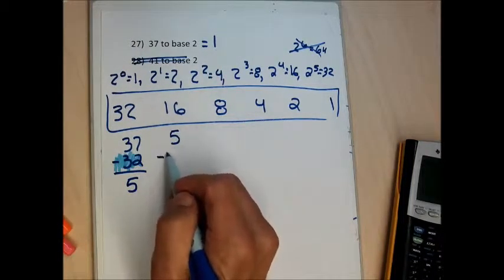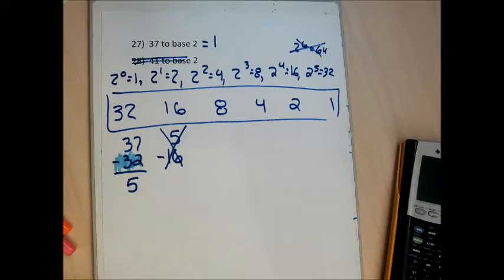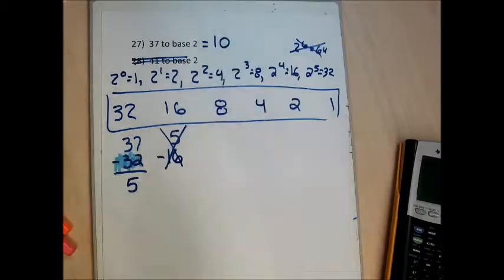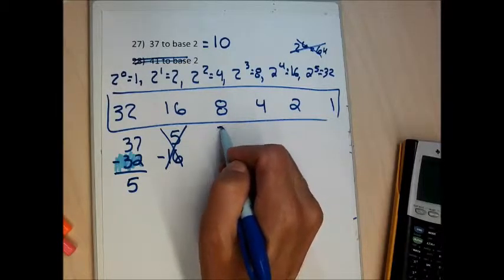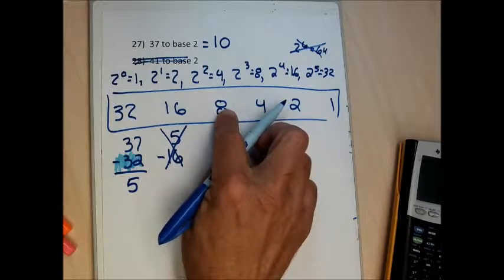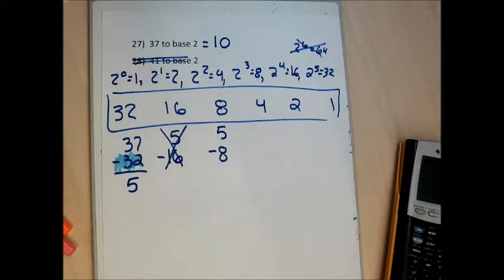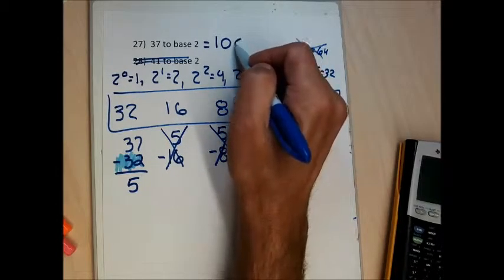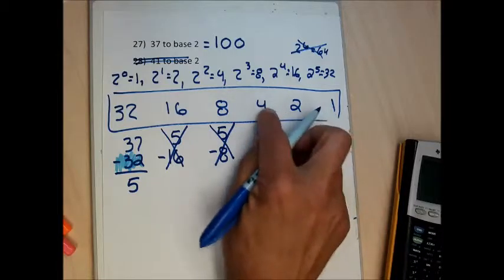I want to subtract 16, but 5 minus 16 gives me a negative. I'm going to cross that out. I'm going to put a 0 in my answer because I'm not allowed to go negative. Now I'm going to carry this 5 over to the next column, where I'd be asked to subtract 8. Well, 5 minus 8, unfortunately, is still negative. I have to cross that out, put a 0 down, bring my 5 over to the next column where I'm going to start subtracting 4.